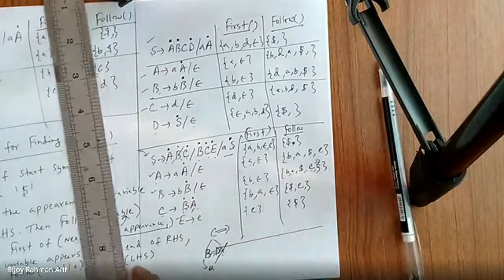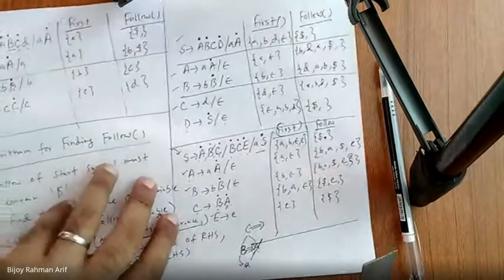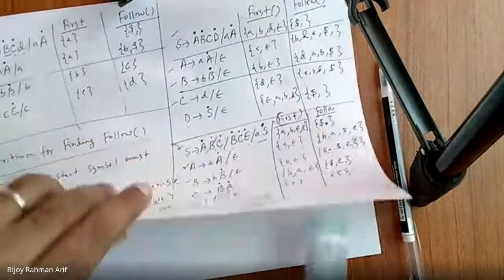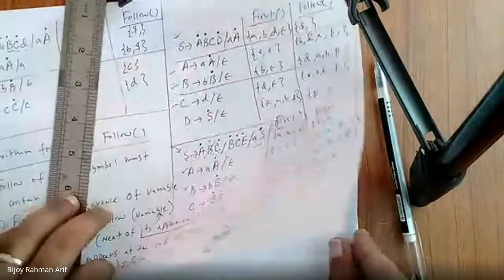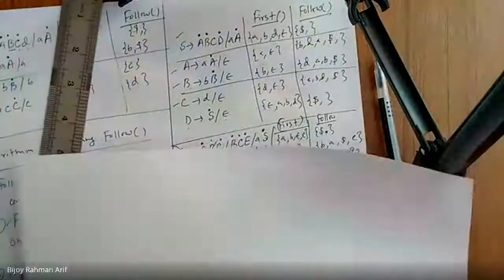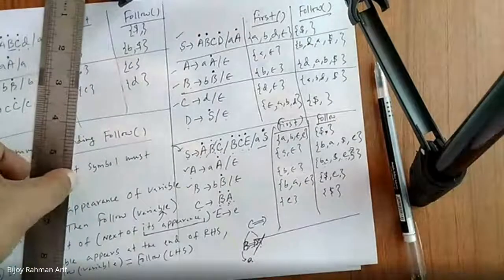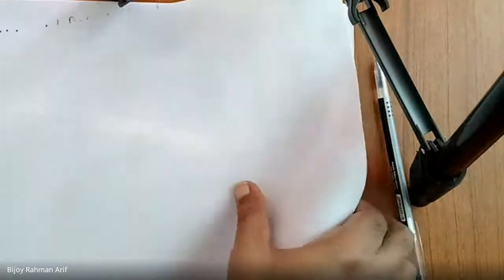Okay, so let's continue to the next topic. Why are we finding first and follow? Tell me, what is the reason behind finding first and follow? Why is it important? So that we can generate the parse tree. Am I right? What is the function of a parser? Generating the parse tree. So how does first and follow help to find the parse tree?